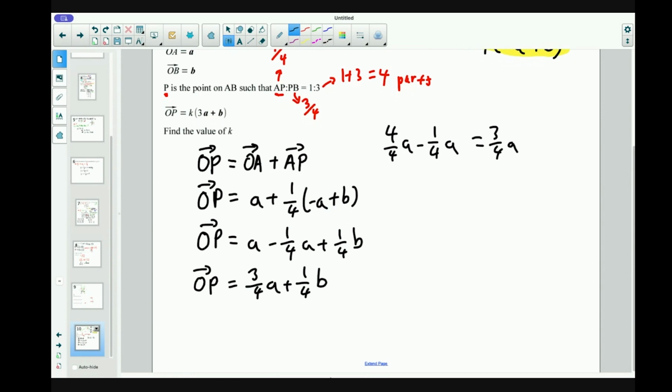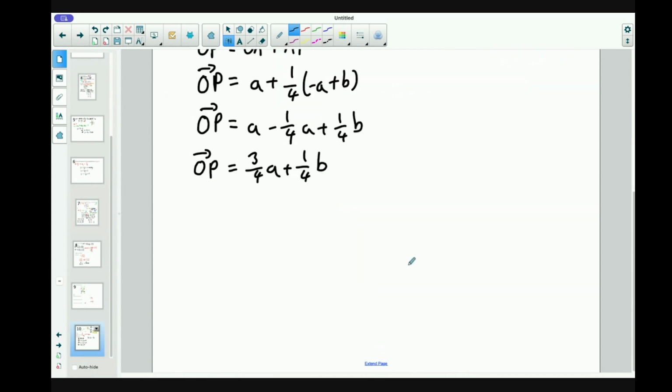What can I do to get this 3A plus B? And we can hopefully see now that we're very, very close. What can I do with these two terms in this case? What do I do with them? What does K times 3A plus B kind of remind you guys of? And hopefully what you're thinking is, it looks like we're factorizing, okay? Because that's exactly what we'd be doing.